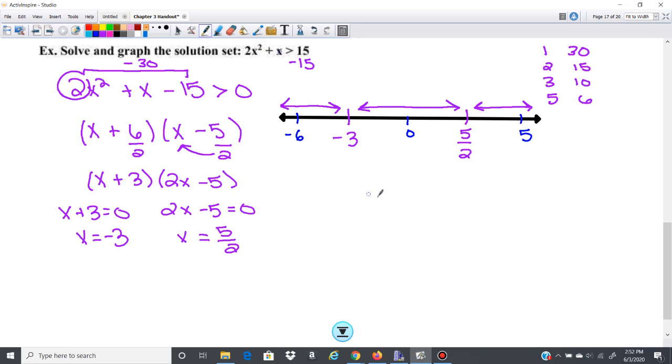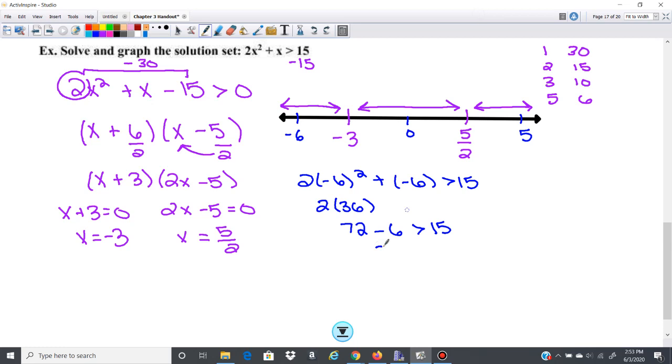All right, our original equation, 2x squared. So we'll start with negative 6. 2 times negative 6 squared plus negative 6 is greater than 15. So negative 6 squared is going to be 36. 2 times 36 is 72. Minus 6 is greater than 15. 72 minus 6 is going to be... no, not 86. Sorry, 66. 66 is greater than 15. It is. So we're going to accept this interval here.